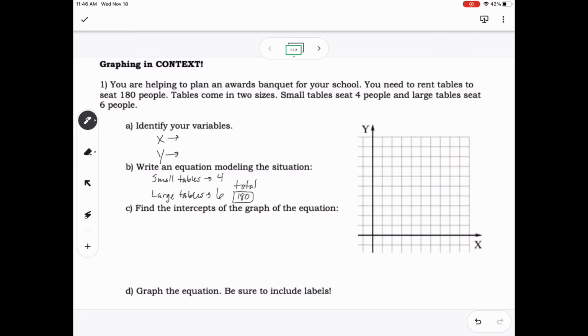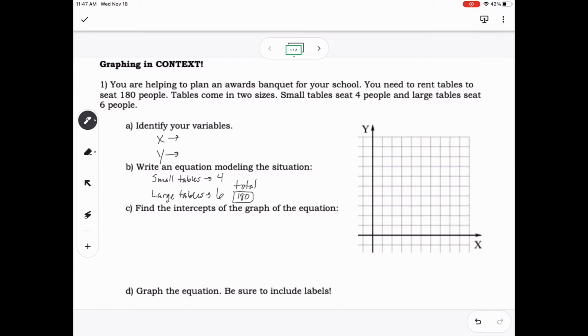Okay, now what don't we know? Looking at this, if I have 180 people to seat, I know how big these tables are, but how many tables do we need? Like, do I need 50 small ones and 100 large ones? How many? I don't really know how many tables we have. So that's where our variables come in.